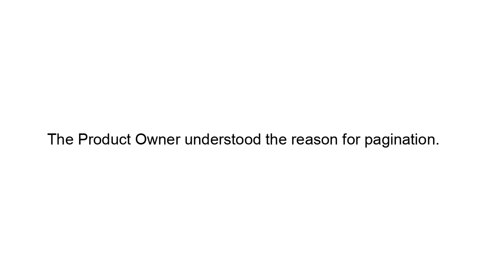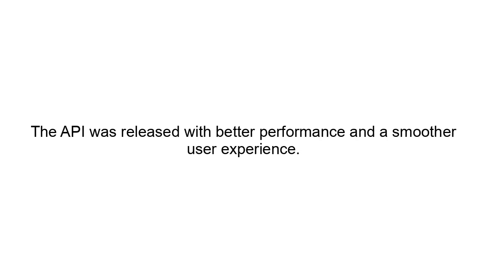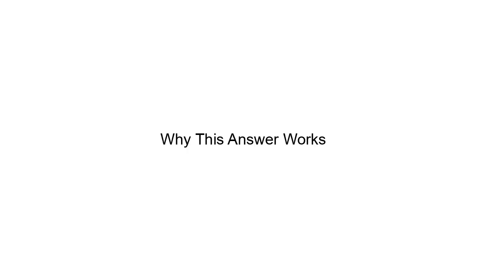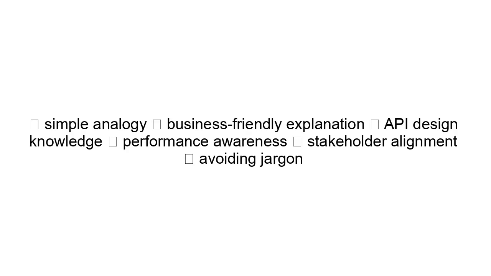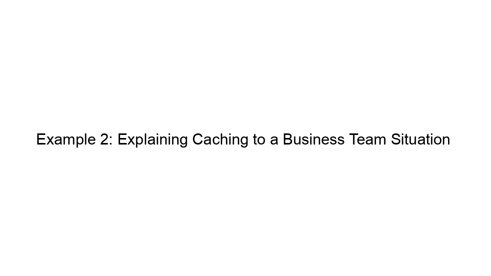Result: The product owner understood the reason for pagination. They agreed to include pagination in the acceptance criteria. The API was released with better performance and a smoother user experience. Why this answer works? This answer is strong because it shows simple analogy, business-friendly explanation, API design knowledge, performance awareness, stakeholder alignment, and avoiding jargon.